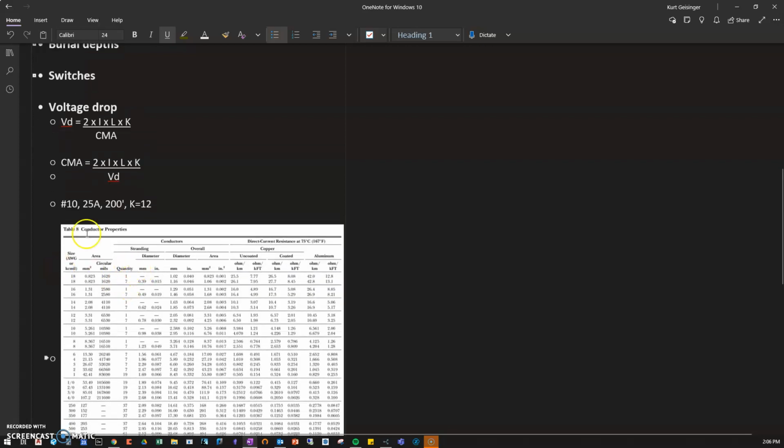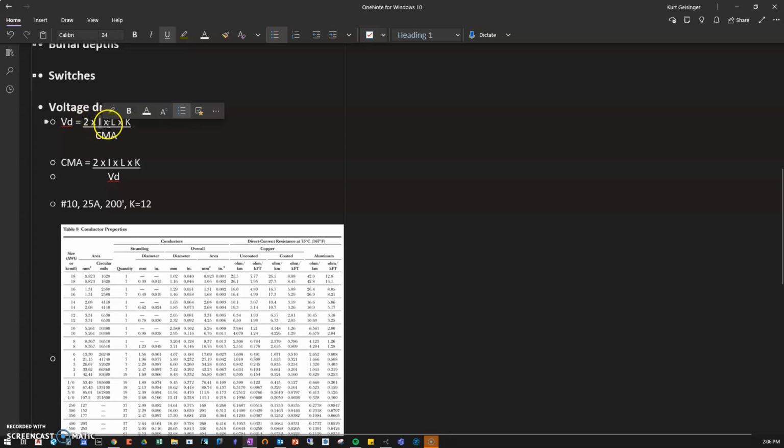So here's an example problem let's use. And let's just review quickly. VD is how many volts we drop. 2 is a multiplier we use for a single pole circuit. Were this a 3-pole circuit, we'd actually use the square root of 3, 1.732. For your purposes, in this year, it'll always be a single pole circuit, so you're always going to use 2.